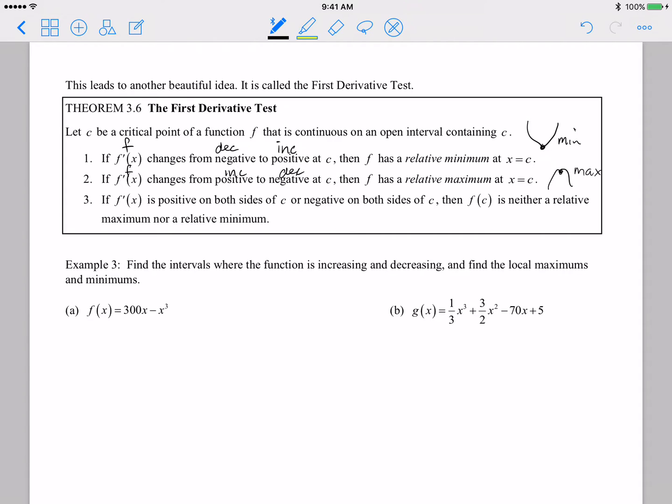Okay, and then thirdly, it says if f prime is positive on both sides of C or negative on both sides of C, then f of C is neither a relative max or a min. And so really what that's saying is that if f prime does not change signs, then we do not have a max or a min. So if f prime doesn't change signs, then what that means is that we have neither a max nor a min.